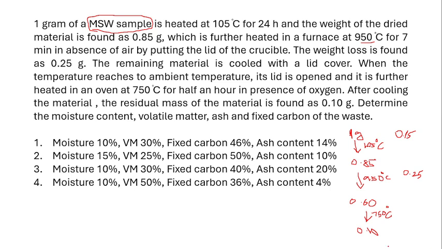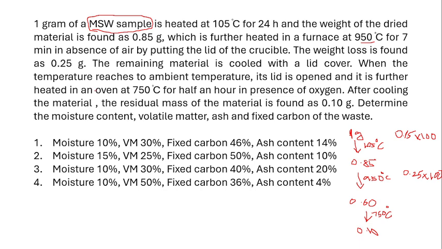So you should note down this sequence. Like the initial sample weight is 1 gram, and after heating the sample at 105 degrees Celsius, after evaporation of the moisture, the weight is 0.85 gram. So 1 minus 0.85 is 0.15. So 0.15 into 100 is the amount of moisture, which is 15%. Okay. Then the weight loss is found to be 0.25 gram after heating the sample at 950 degrees Celsius. So this 0.25 into 100 is 25%, which is the amount of volatile matter.